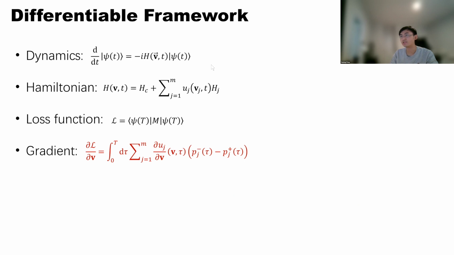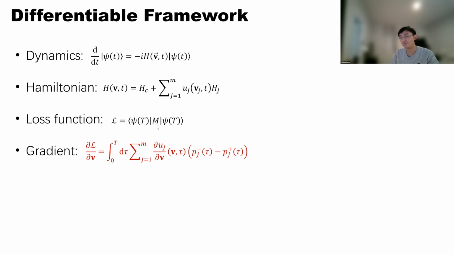So getting into the details here, the system dynamics is described by the Schrodinger equation, where the Hamiltonian is parameterized by the classical variables V, in the form that V parameterizes several analog pulses, and each analog pulse corresponds to a constant Hamiltonian Hj. Here Hj we require to be a tensor of Pauli matrices. The loss function here, we use a very generalized way to describe.